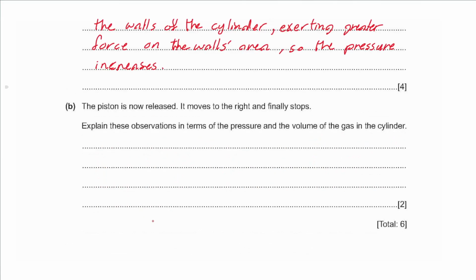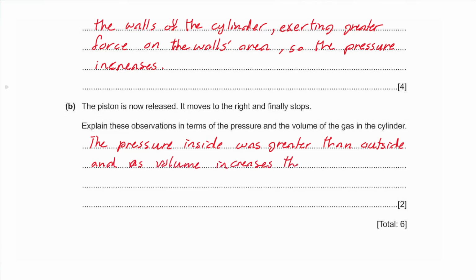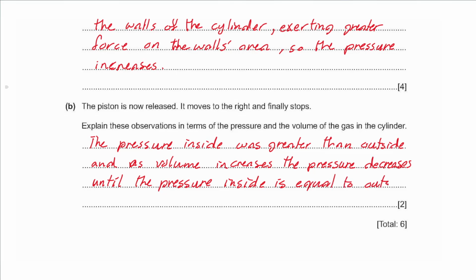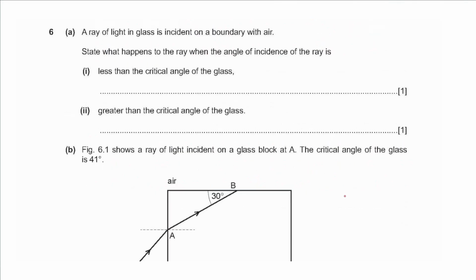Part B says the piston is now released, it moves to the right and finally stops. Explain these observations in terms of the pressure and the volume of the gas in the cylinder. So first we say that the pressure inside was greater than outside. That caused the piston to move, and as volume increases, the pressure decreases because they are inversely proportional, until the pressure inside is equal to outside the cylinder, and now there is no resultant force to push the piston, so it stops.